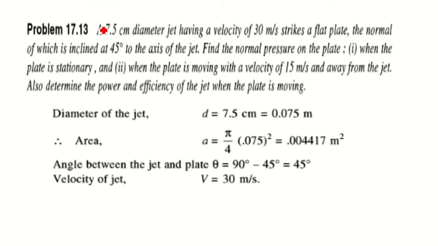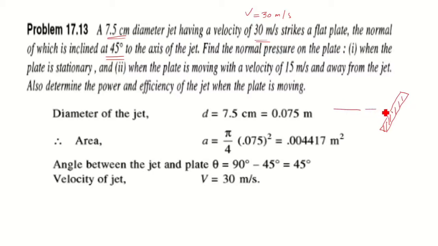A 7.5 centimeter diameter jet having a velocity of 30 meter per second, that is v is equal to 30 meter per second, strikes a flat plate, the normal of which is inclined at 45 degree. The normal of which is inclined at 45 degree means the plate is inclined at 45 degree with the motion of the jet.